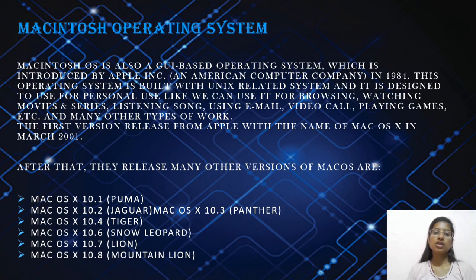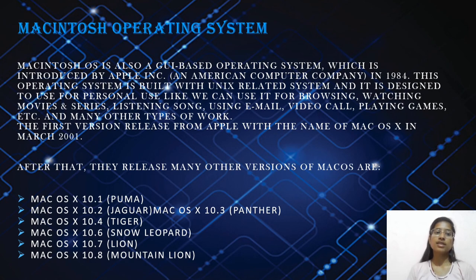The first version released by Apple was named Mac OS X in March 2001. After that, they released many other versions of Mac OS. They are Mac OS X 10.1 Puma, Mac OS X 10.2 Jaguar, Mac OS X 10.3 Panther, Mac OS X 10.4 Tiger, Mac OS X 10.6 Snow Leopard, and many others.